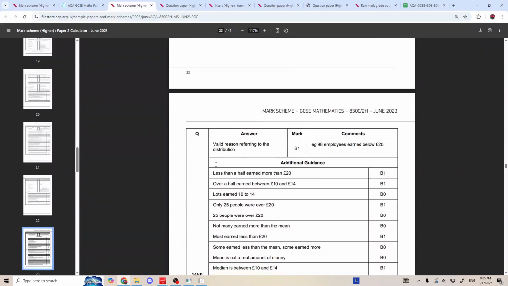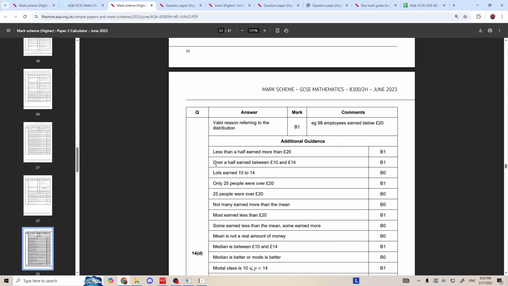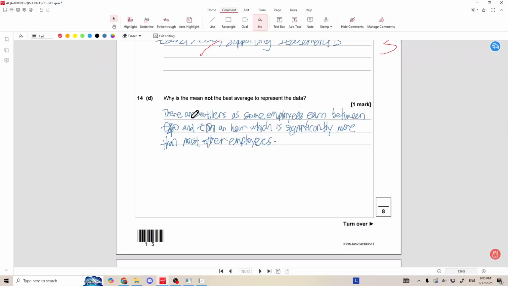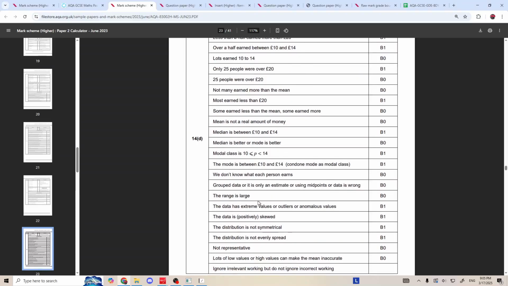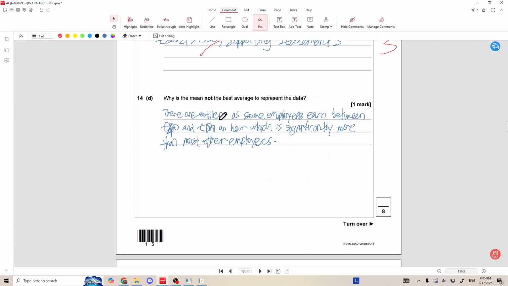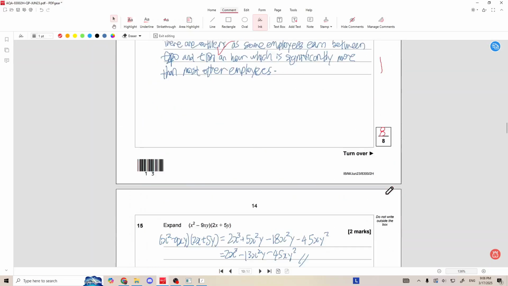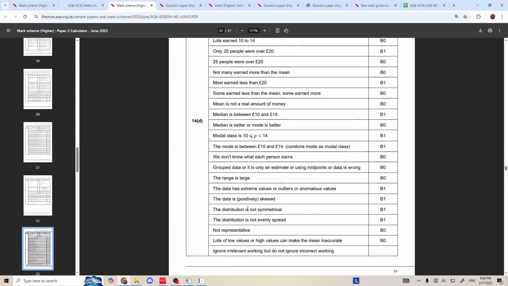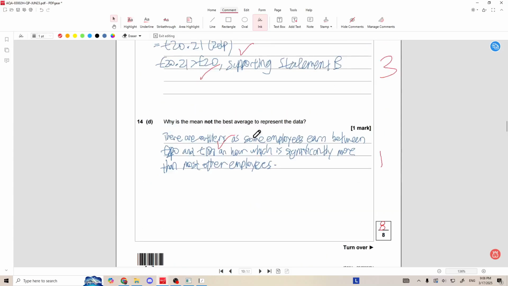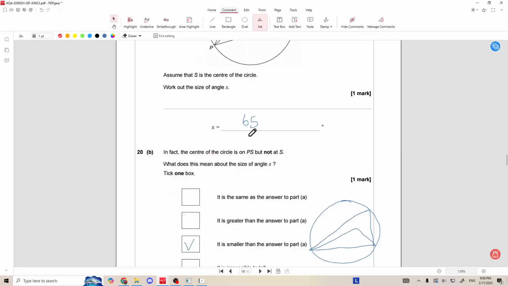Alright, 14D. Valid reason referring to distribution. There's a lot of options here. I said there are outliers, as some employees earn between £40 and £100 an hour, which is significantly more than most other employees. Oh, the data has extreme values or outliers or anomalous values. Okay, good enough. My answer falls in there. I'm shocked with the number of answers that they do accept that are of completely different tone, but they all get marks, including the data has outliers. That is what I put, so 1. Okay, that was good for me.